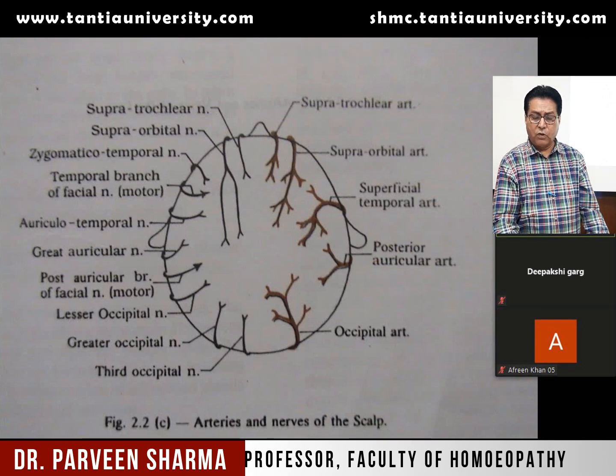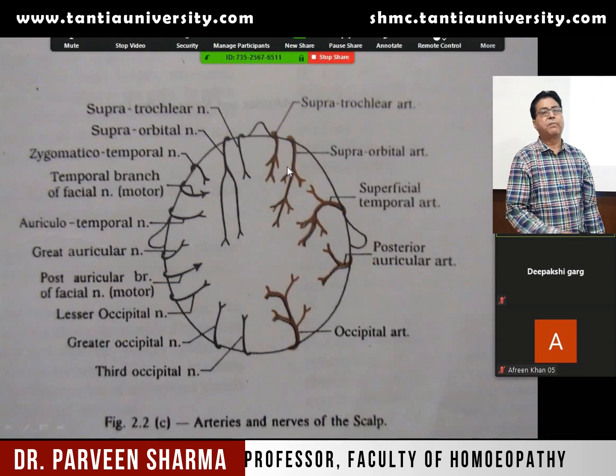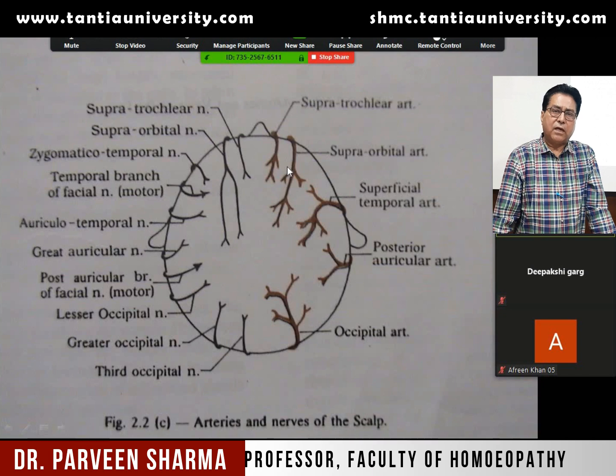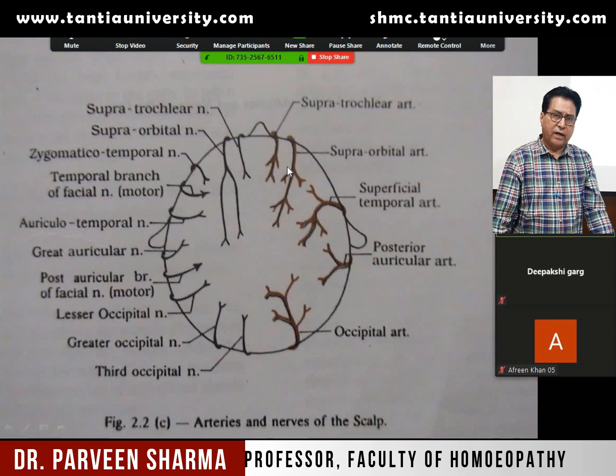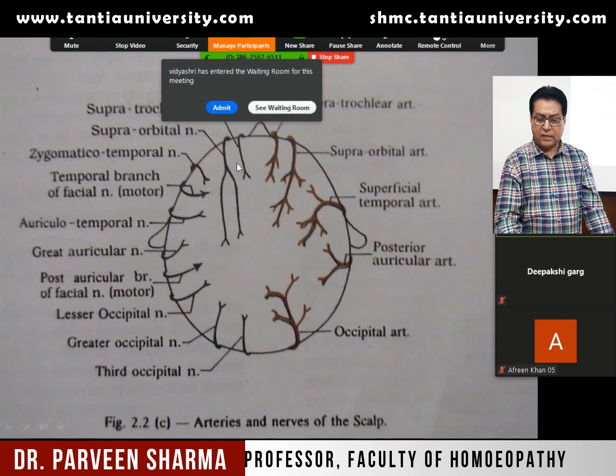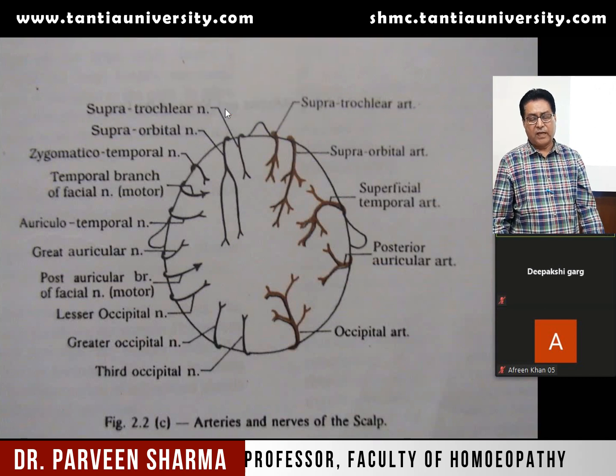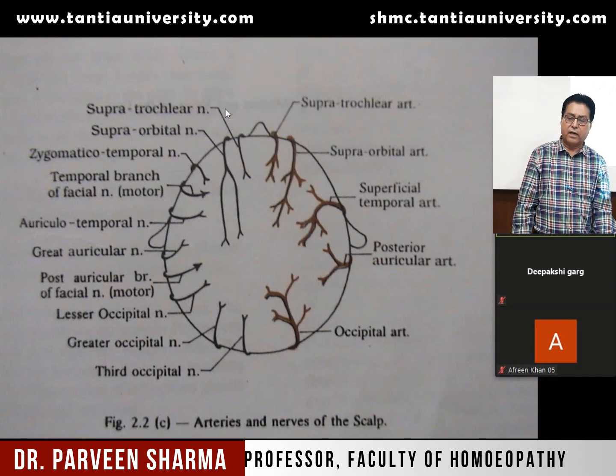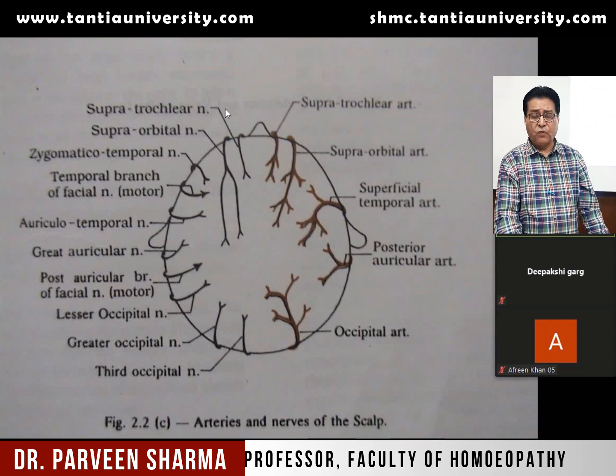Now next we come to the blood supply and nerve supply. For blood supply of the skull, when you see the blood supply, it means arterial supply and venous drainage. So blood supply of the skull, arterial supply, we have the branches of external as well as internal carotid artery. So for examination purpose, you have this diagram.